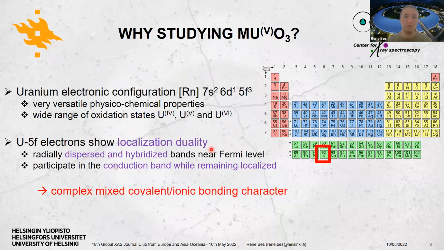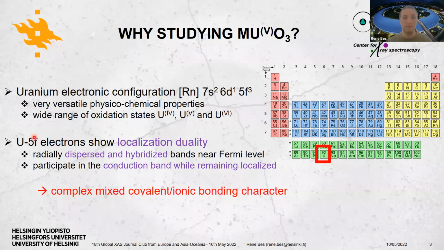So first, why study compounds like uranium oxide? Well, uranium is a very intriguing element because it's a very heavy element which has an electronic configuration containing S, D, and F electrons, and it has very versatile physico-chemical properties, and we usually see it in solids in 3 different oxidation states, 4+, 5+, and 6+. And all of this electronic structure means it can be used for several applications, and the most obvious is, of course, nuclear applications.